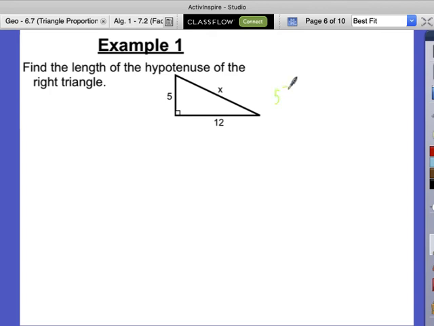5 squared, which is 25, plus 12 squared, which is 144, equals c, or in this case, x squared. So 5 squared plus 12 squared equals x squared. The legs squared and added together equal the hypotenuse squared. Does it matter whether we put the 5 or 12 first? No, it doesn't, because we're just adding. What is 5 squared? Kevin said it was 25. What's 12 squared? 144. This equals x squared.